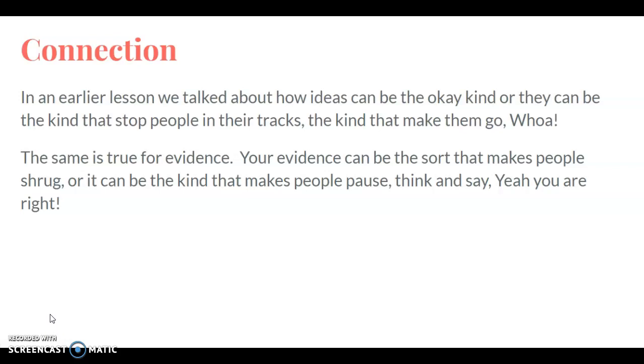In an earlier lesson, we talked about how ideas can be the okay kind, or they can be the kind that stop people in their tracks, the kind that make them go, whoa. The same is true for evidence. Your evidence can be the sort that makes people shrug, or it can be the kind that makes people pause, think, and say, yeah, you are right.